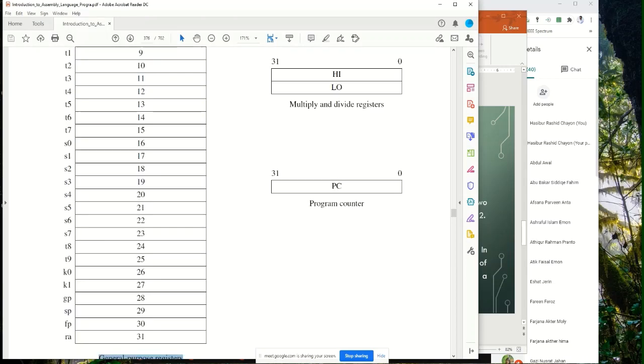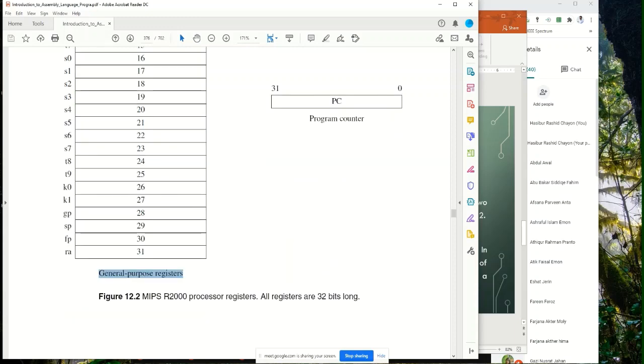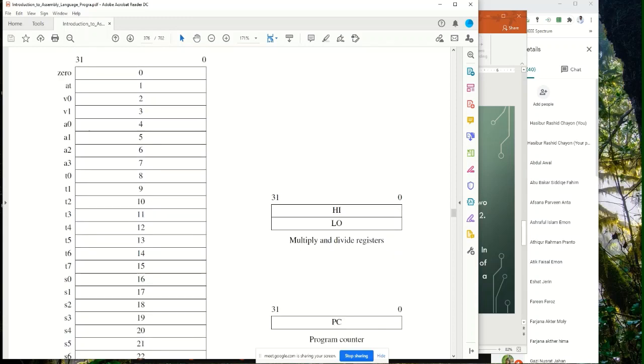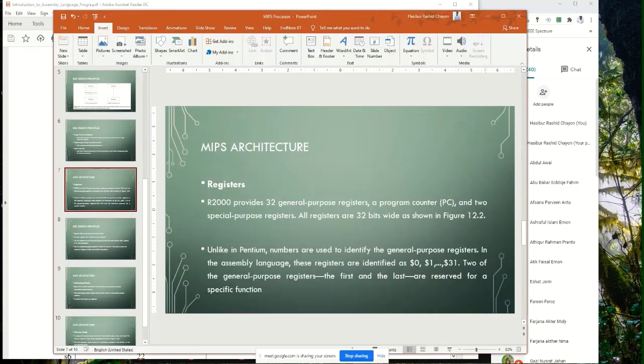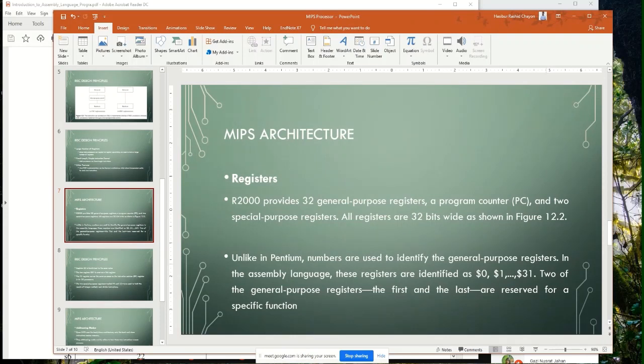Another one is the program counter, PC, also 32-bit. We have 2 different special purpose registers, HI and LO, which are used for multiplying and dividing purposes, and other purposes. So just remember, we have these 3 types: general purpose, program counter, and 2 special registers, and all of them are 32-bit long. Okay, so let's see what the responsibilities are. Very specific general responsibilities.